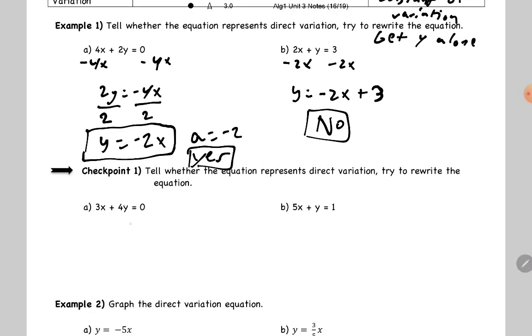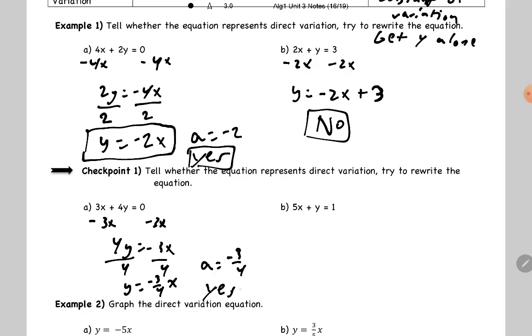Okay, let's do some more. I'm going to subtract 3x over and get 4y equals negative 3x. Divide by 4, and we'll get y equals negative 3/4 times x. So my a value in this case is negative 3/4. This one's a yes.